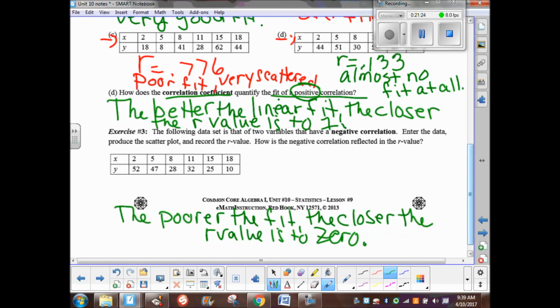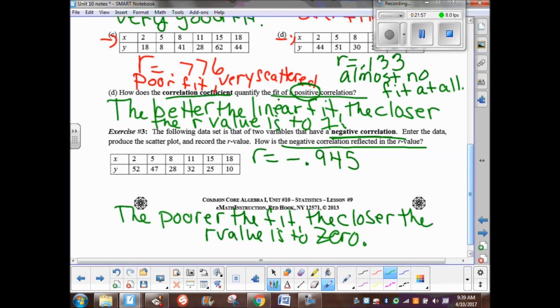All right, so exercise 3, it says the following data is that of two variables that have a negative correlation. Okay, negative correlation. So if it's a negative correlation and it's linear, it's going to be going downhill from left to right. It says enter the data, produce a scatter plot, record the R value. How is the negative correlation reflected in the R value? So to save some time here, I'm going to give you the R value.